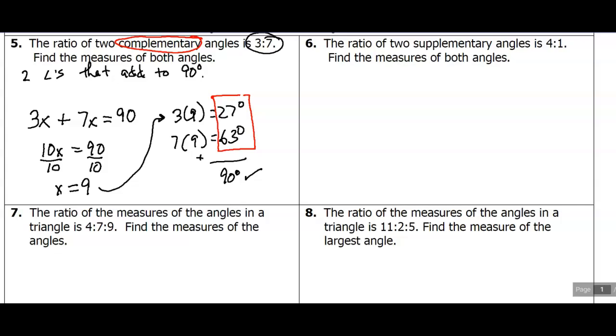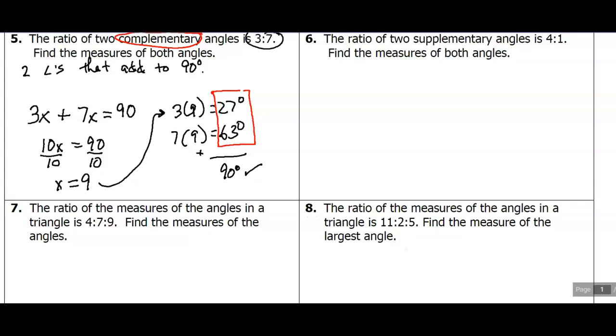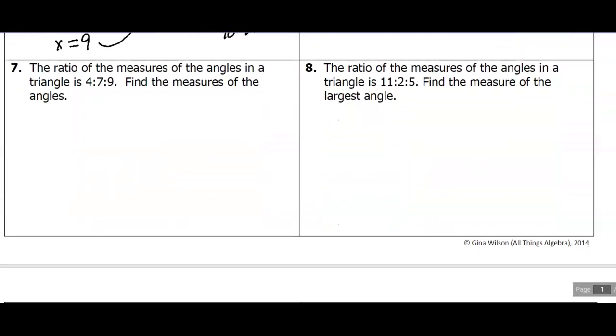All right, now just to give you a little tip here for number 6, which you're going to do on your own, supplementary, if you recall, supplementary angles add up to 180. So it's going to be a similar method as number 5, except instead of equaling 90, it's going to equal 180. All right, let's go on to number 7.